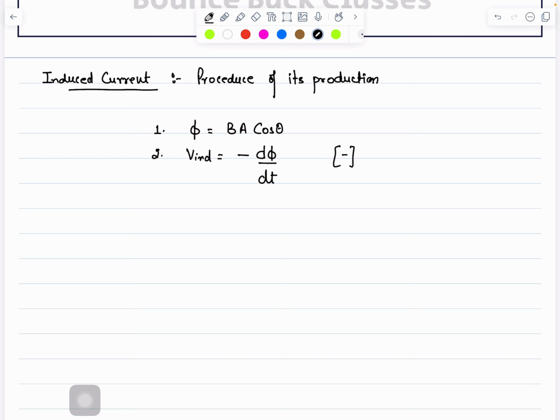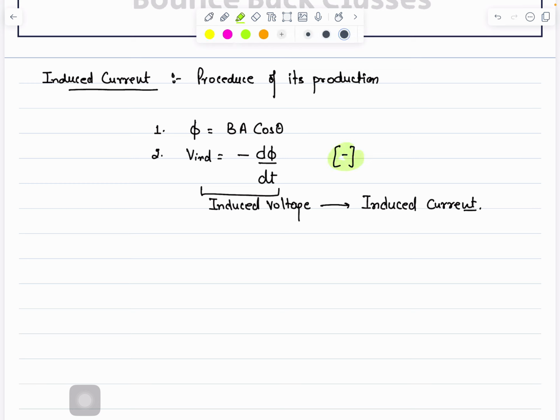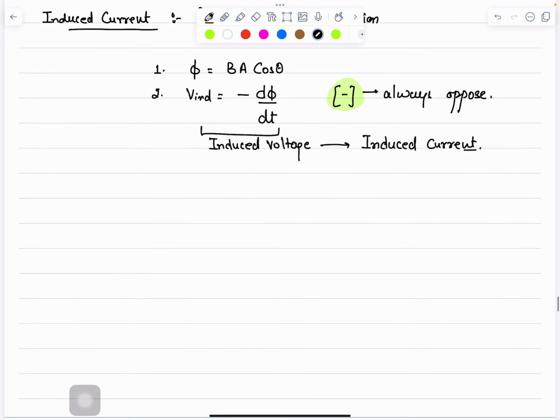What is the significance of this negative? It gives you induced voltage, which gives you induced current. Till here clear? Induced voltage and induced current. But what is the significance of this negative? The significance is it always opposes. Always oppose. You need to understand what is the meaning of always oppose.